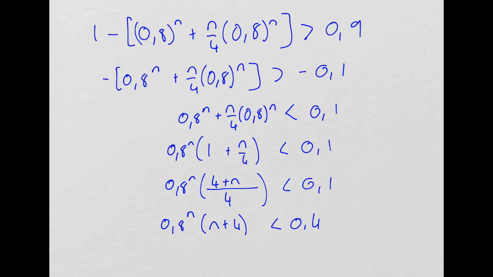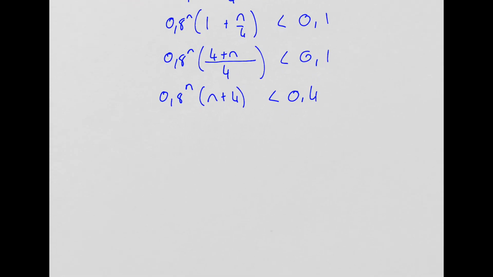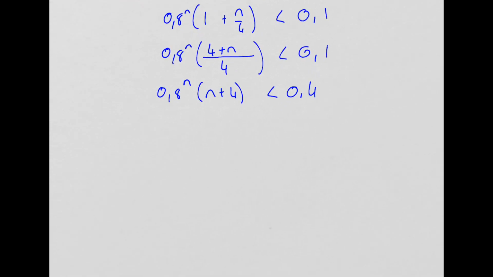Now at this point it's not possible to isolate n in this inequality, so the only thing we can do is substitute different values of n. Remember, n represents the trials, so it has to be a natural number. So we're going to keep substituting different values until we see the inequality doesn't make sense anymore or is contrary to what it's telling us.